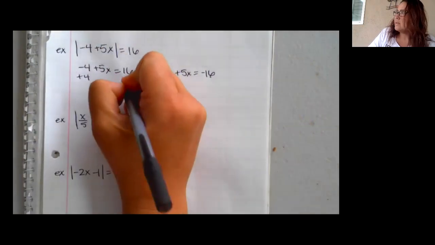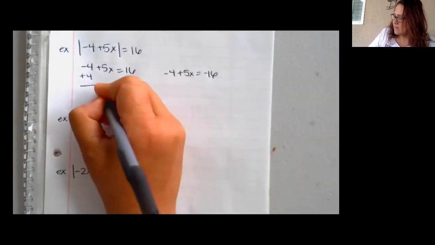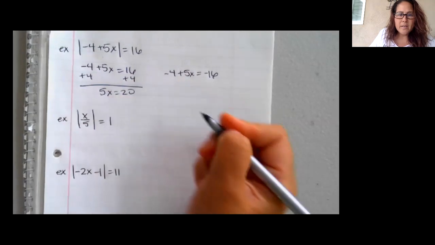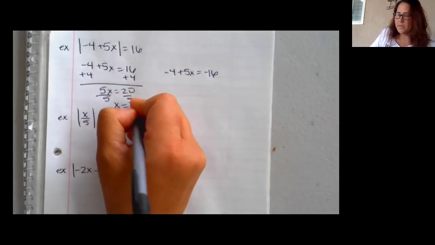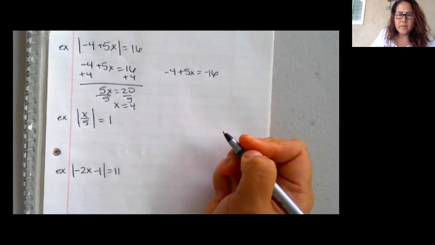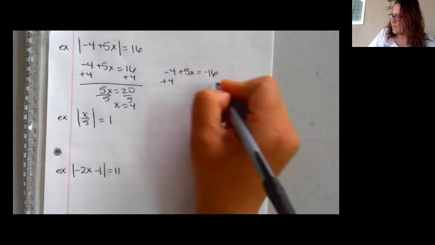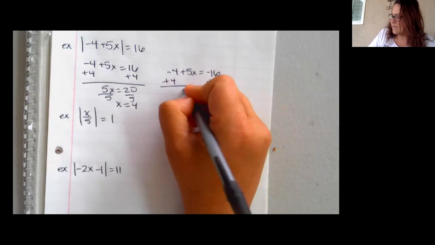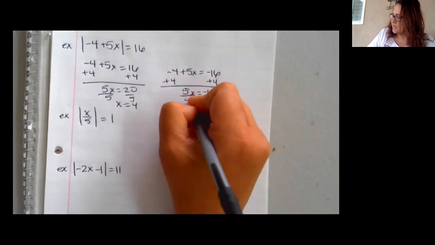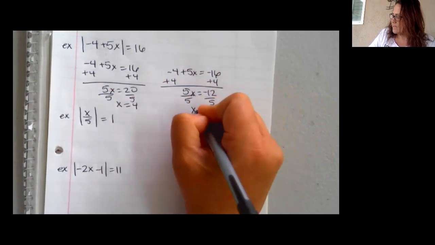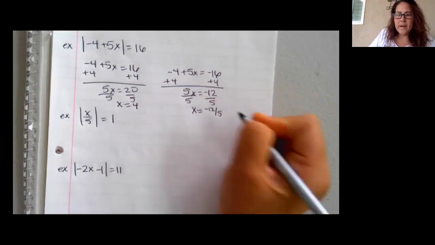Add 4, 5x equals 20. Divide both sides by 5, x equals 4. Add 4 to both sides. 5x equals -12. Divide both sides by 5, x equals -12 over 5.